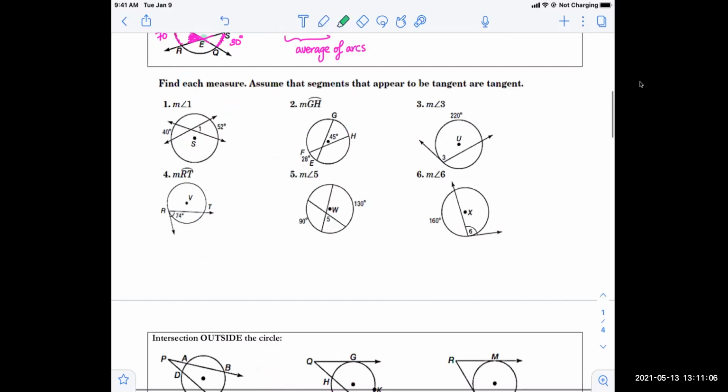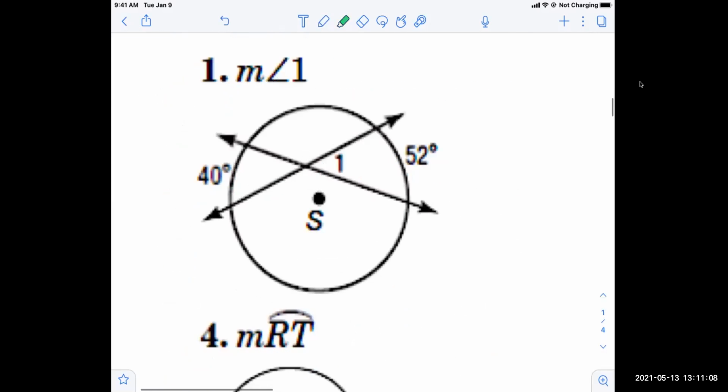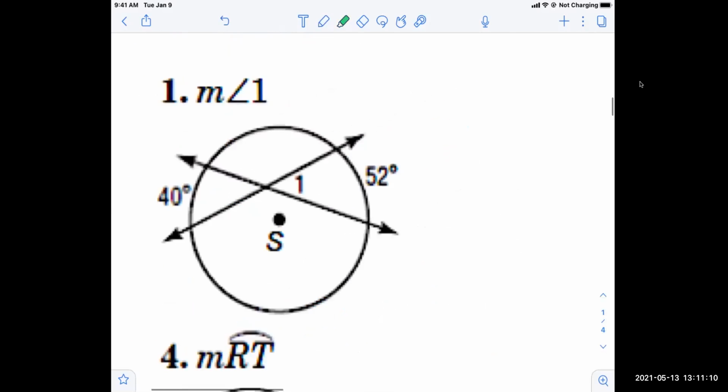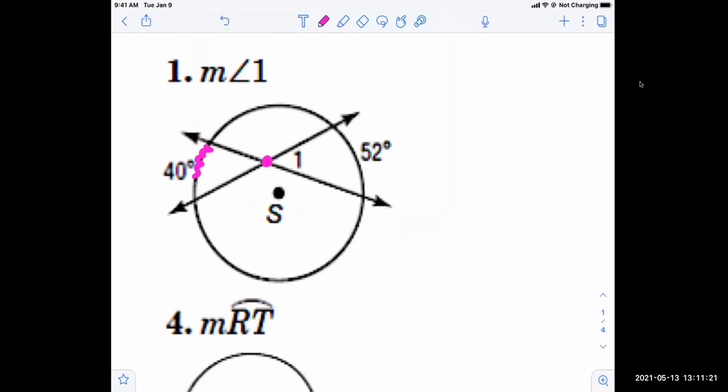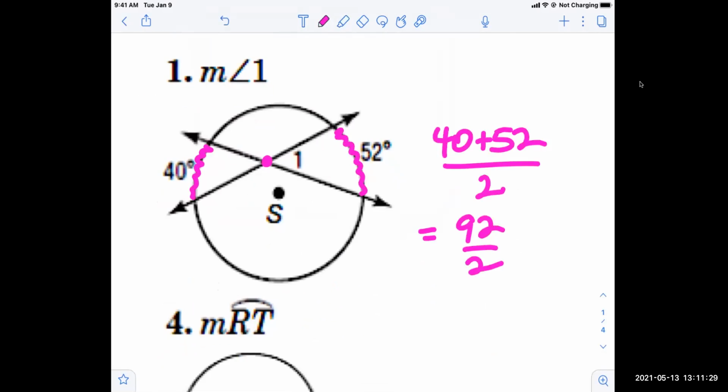Okay. Here's your pictures. Okay, angle 1. Brooke, tell me how to do that. Okay, so the vertex of the angle is inside the circle, but not at the center. So we're going to average the two intercepted arcs. 40 plus 52, cut it in half. That's 92, which gives you 46.